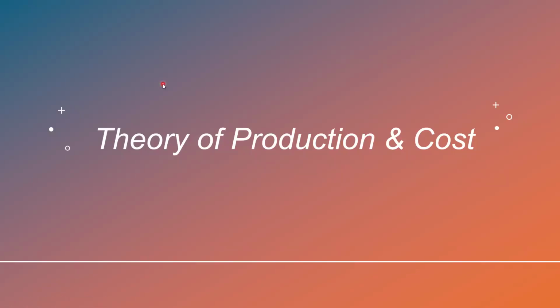Hi guys. So in this video, we are going to be doing chapter 9, which is the theory of production and cost. What we are basically going to be looking at here is the relationship between inputs as well as outputs.